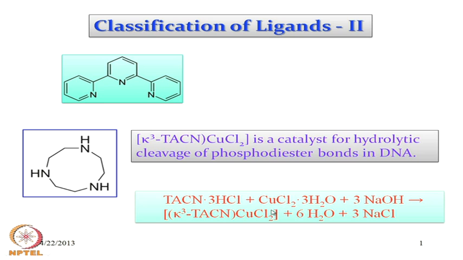Then a simple metal salt like copper chloride is used to react with this in a solution which is alkaline with respect to sodium hydroxide. So, sodium hydroxide is given, and we get the copper TACN copper chloride compound, where TACN gives us the 3 points of attachment, like mu nomenclature, to the copper center, then water and NaCl come out. So, in a nice and very simple way we get the corresponding dichlorocopper TACN compound.